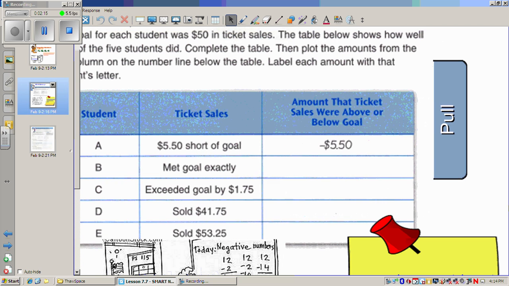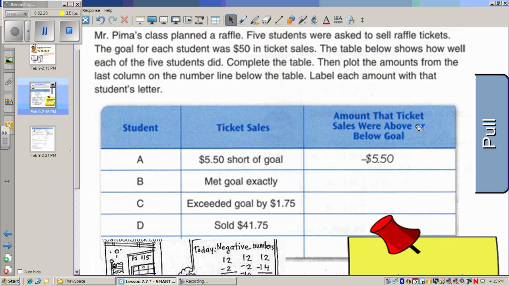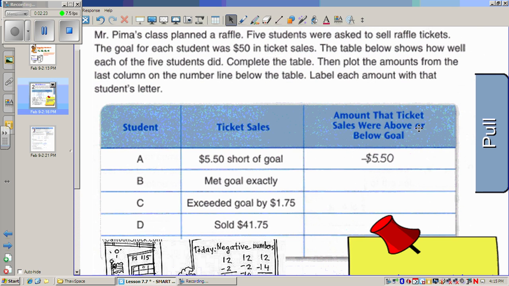Now, this is another part of your journal, and we're going to talk about this too, but I wanted to just read it to you. It says, Mr. Pima's class planned a raffle. 5 students were asked to sell raffle tickets. The goal of each student was $50 in ticket sales. The table below shows how well each of the 5 students did. Complete the table. Then plot the amounts from the last column on the number line below the table. Label each amount with that student's letter. So here is kind of the little table. And I'm not going to have you do anything with this. I just want you to see it.